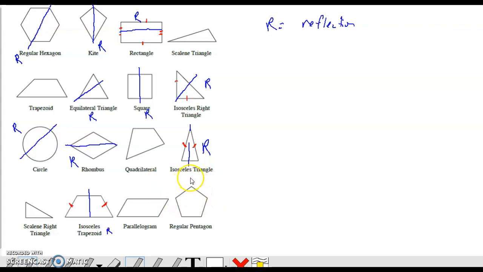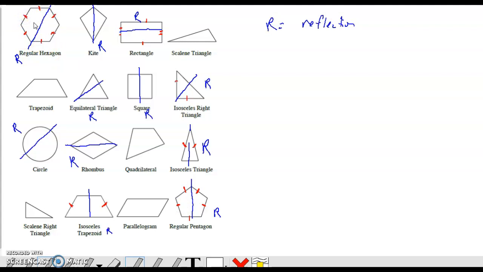Okay, a regular pentagon does have symmetry, right? So there's just one of the lines. Again, when it says regular, it means all the sides are equal. So that means that for this regular hexagon, all the sides are equal.